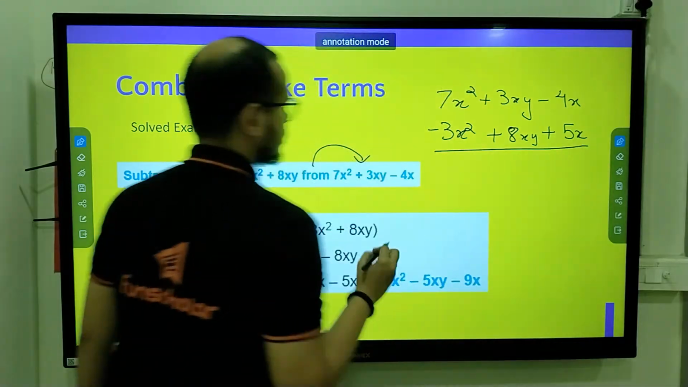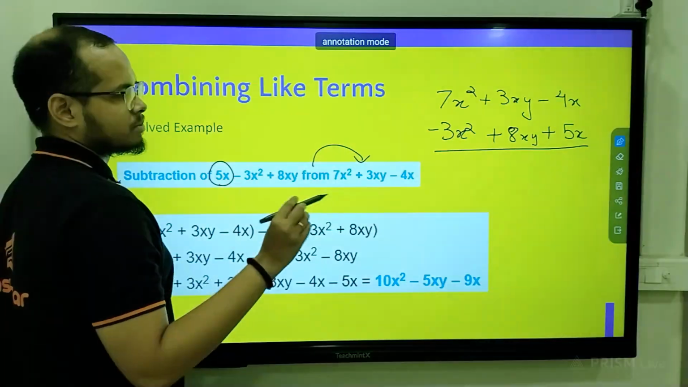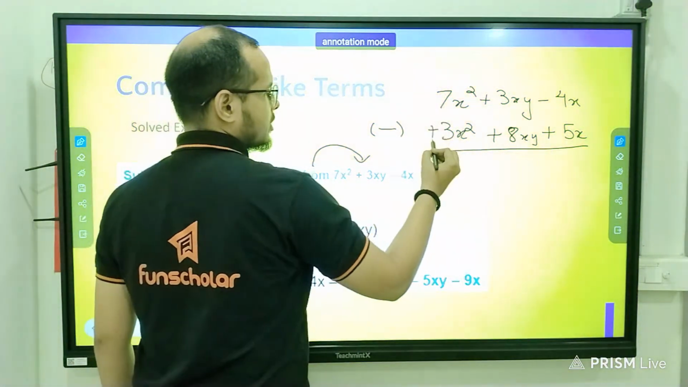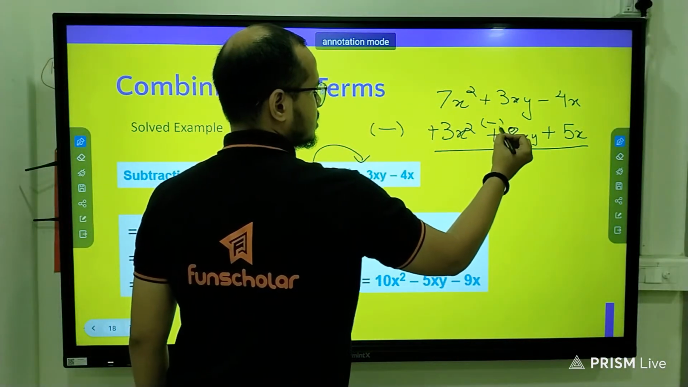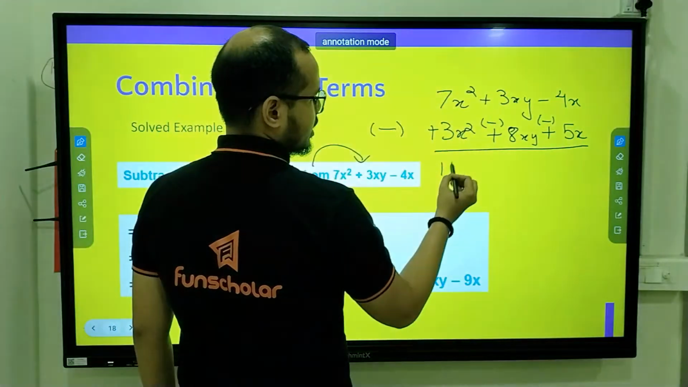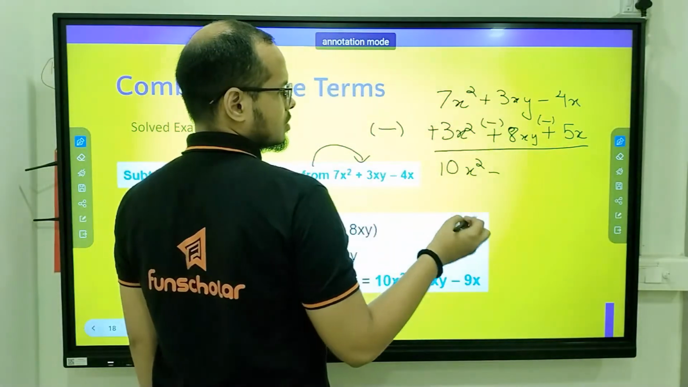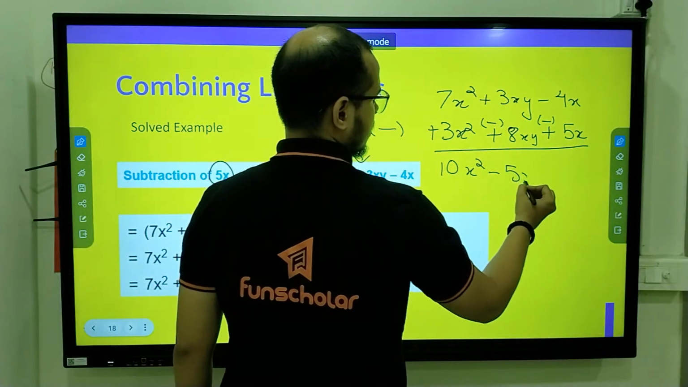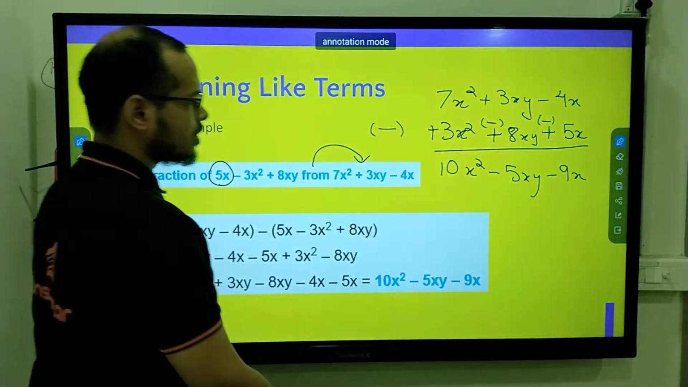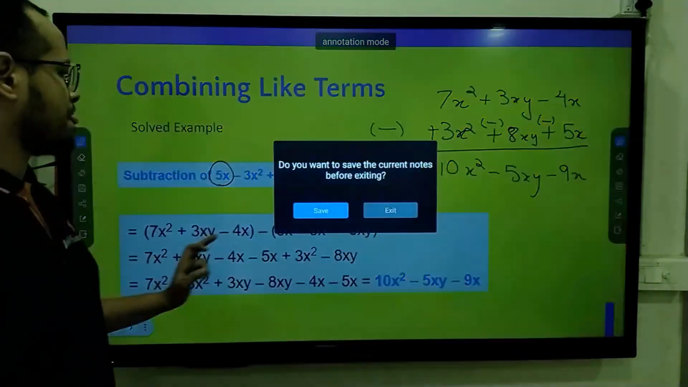Now this is what we would have written for addition, but here it is subtraction. So I'm writing a minus sign here and changing all the signs. So this becomes plus, this becomes minus, this becomes again minus. So it will be 10x square. Minus 8 is greater than minus 3, so minus 5xy minus 9x. We have the same answer as in the horizontal method.